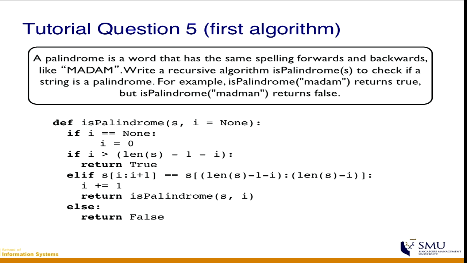Alright, so question 5 is a palindrome question. The idea is that you're looking at a word and you want to know whether the word reads the same from left or from the right. So for example, in this case, madam is a palindrome because you read from left, M-A-D-A-M, you read from the right, M-A-D-A-M, it's still the same.